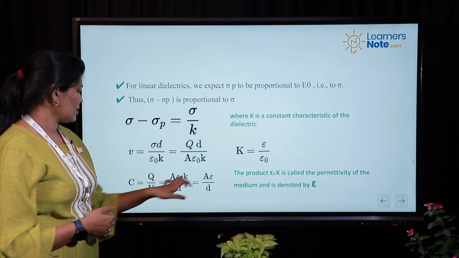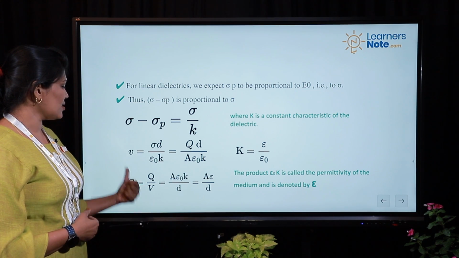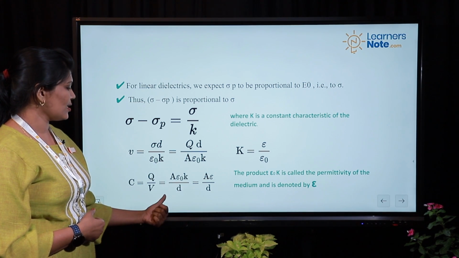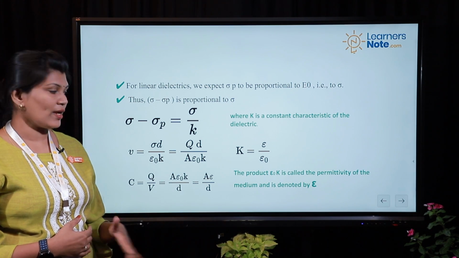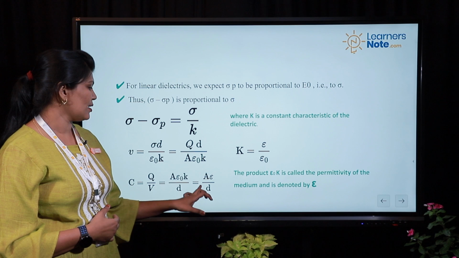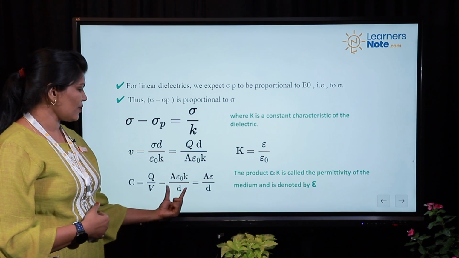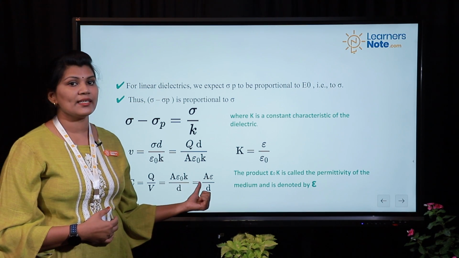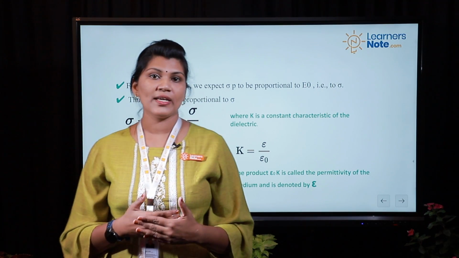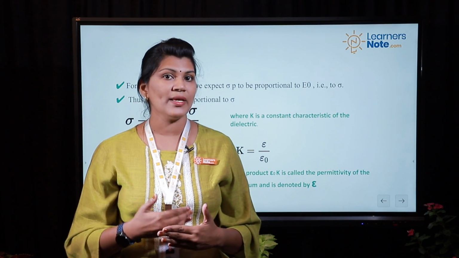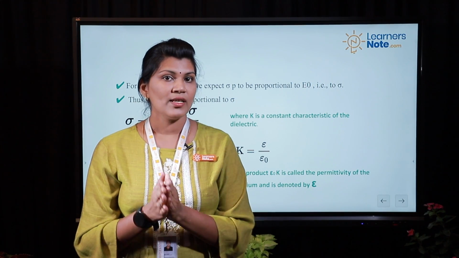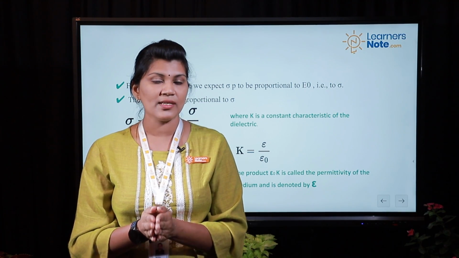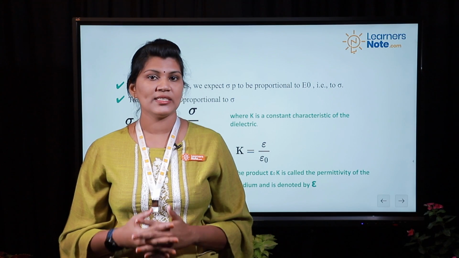Okay, then our equation for capacitance will become C is equal to Q by V, and substituting the value of V from here, we get the final expression of capacitance of a capacitor as A into epsilon divided by D. Then in the previous step you can see that there is a term K. That term K indicates that, depending upon the value of K, the capacitance of that capacitor will increase. That is, if we place a dielectric in between the two plates of a capacitor, the capacitance increases by a factor K.